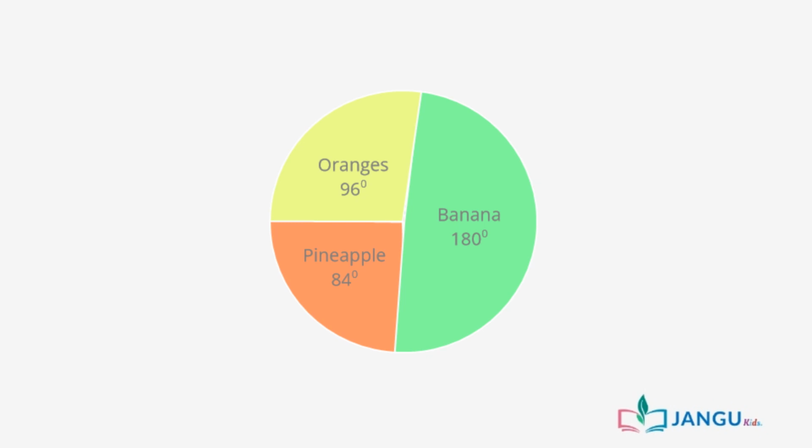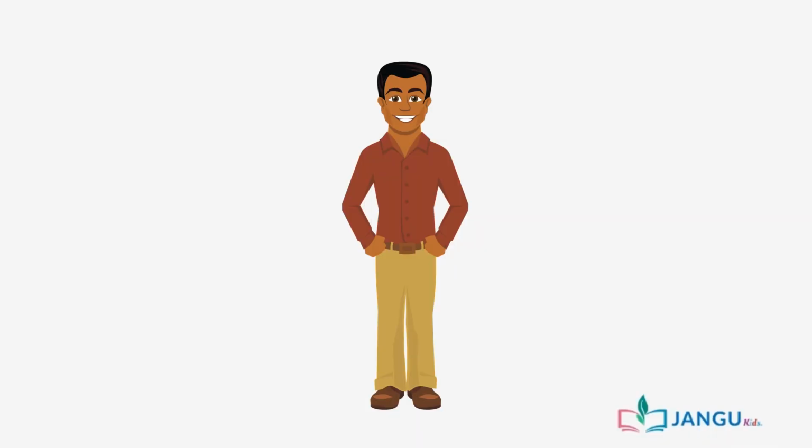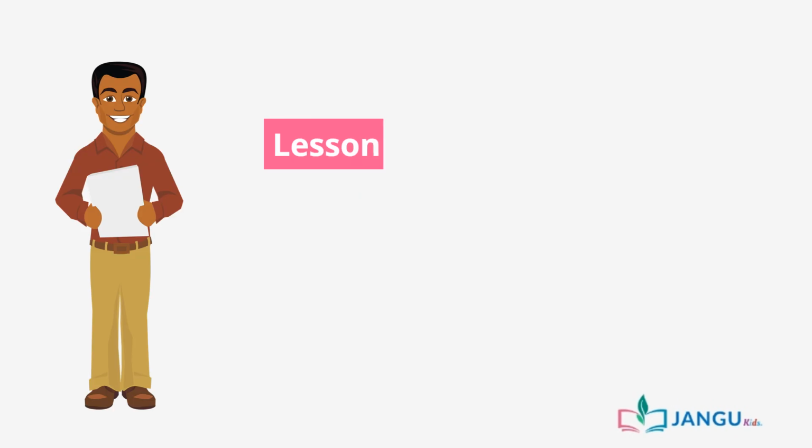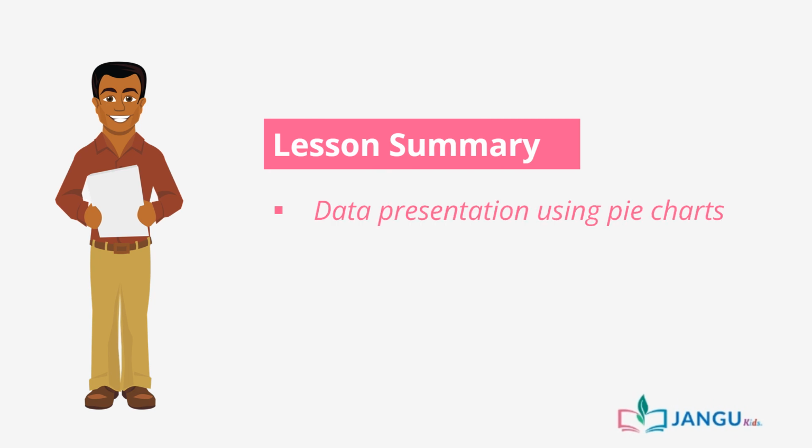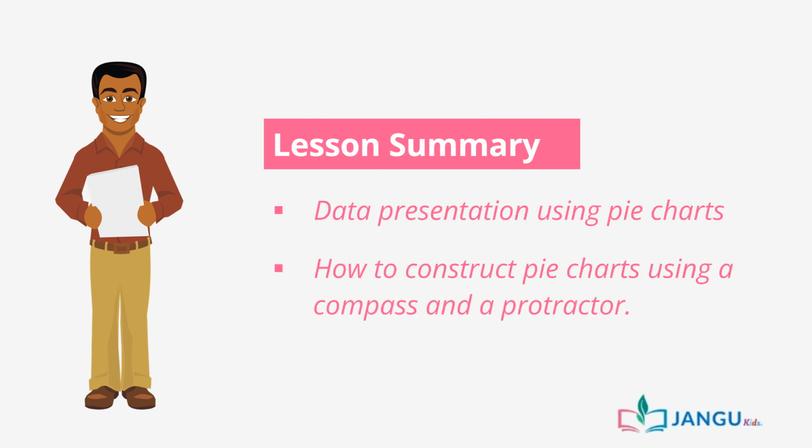From the pie chart, we can easily interpret the information that most of the students in JSS 1B prefer bananas as it has the largest sector on our pie chart, that the least preferred fruit in JSS 1B is pineapples, which has the smallest sector on our pie chart. Fun, isn't it? With that, we have come to the end of our lesson on data presentation, in which we have learned about data presentation using pie charts and how to construct pie charts using a compass and a protractor.